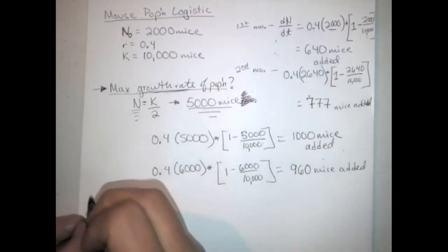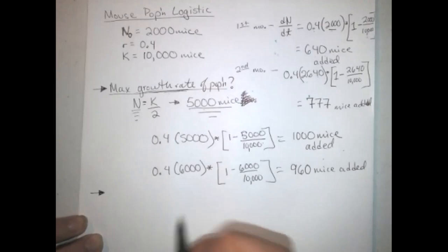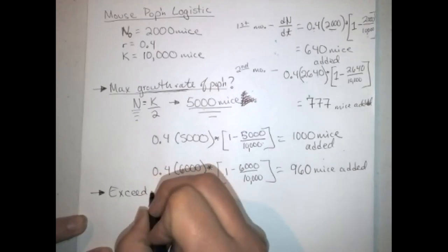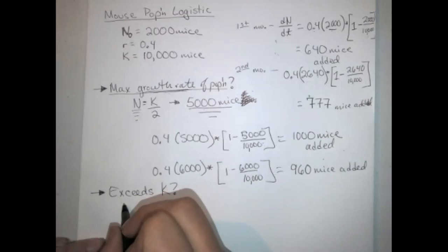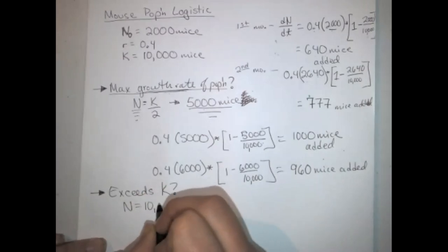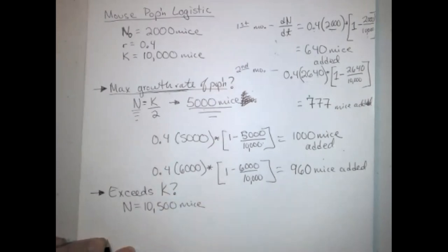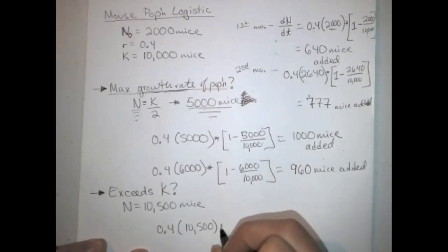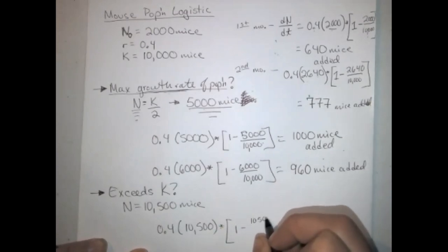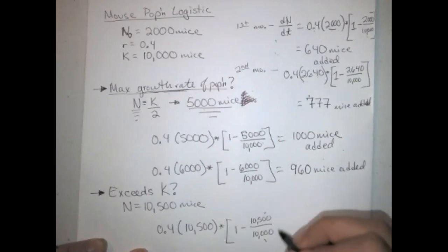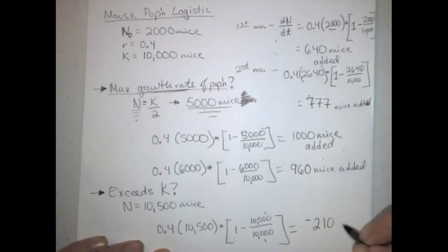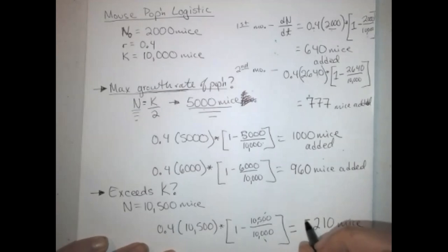One more example here to play with this equation. What happens if we go above carrying capacity? All right, so what happens if the population exceeds K? So I will say that the population size is 10,500 mice. Right? K is only 10,000 mice. So when we plug this into our equation, 10,500 is our N times 1 minus 10,500 over 10,000, right? N and K. What we get is a negative number. And that's not a mistake, right? That is because this number is bigger than this number. And so what the negative indicates is that the population has been reduced by 210 mice.